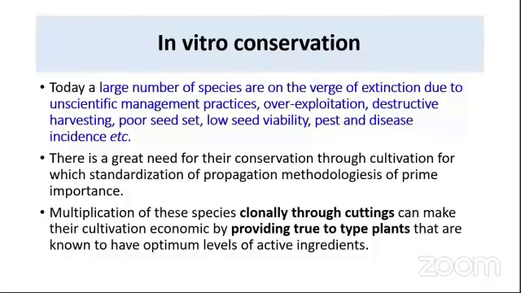I think there is another challenge. Today a large number of species are verging on extinction or going to become extinct due to overexploitation, destructive harvesting, or maybe poor seed setting. So germplasm conservation in vitro, in the tissue culture system, is more efficient and more important. It avoids natural disasters, and cultures can easily be maintained for 10 to 20 years in lab conditions.